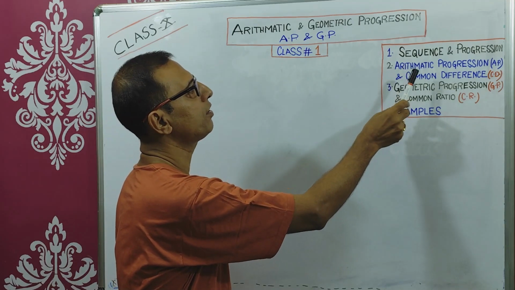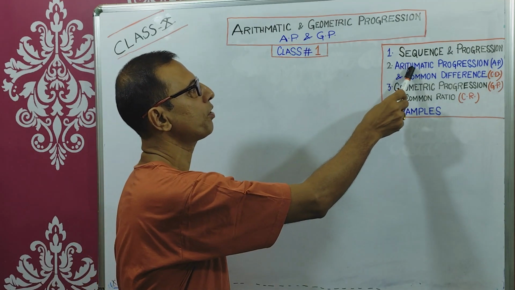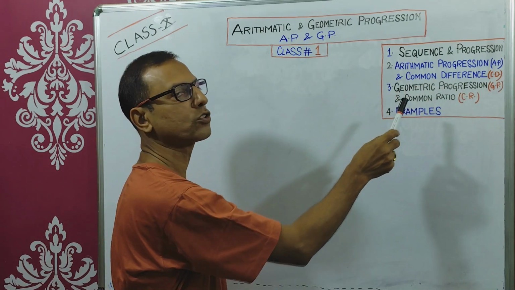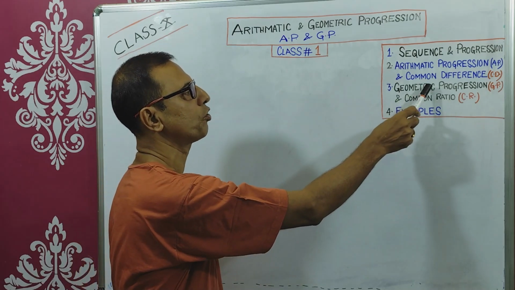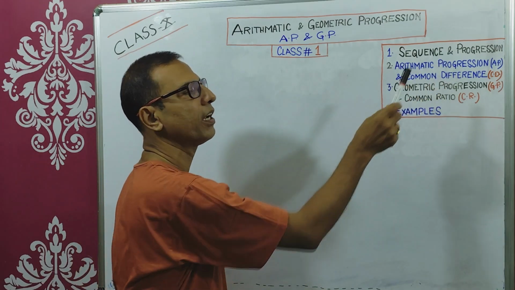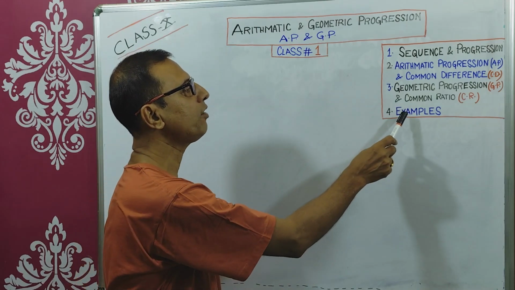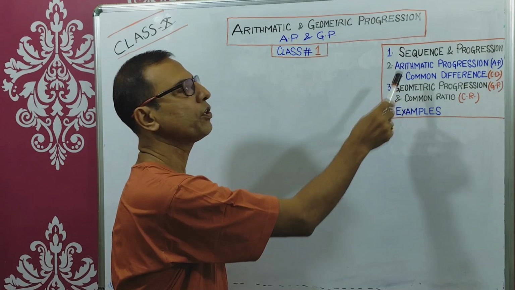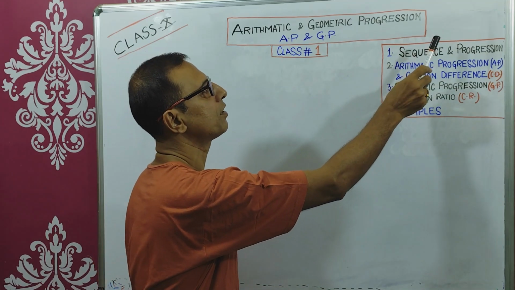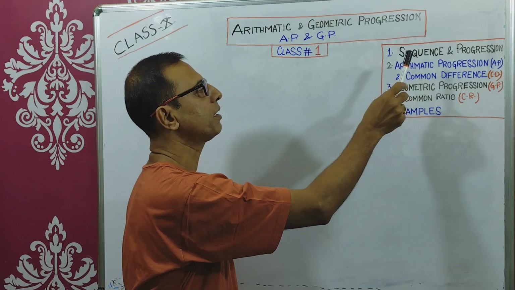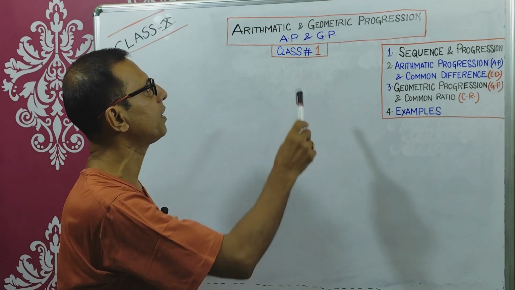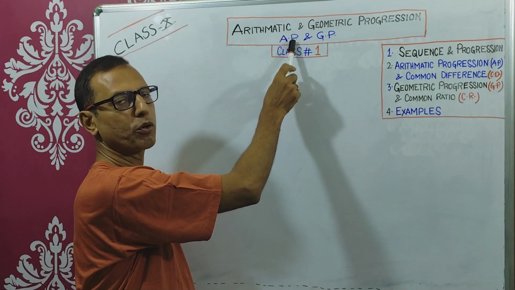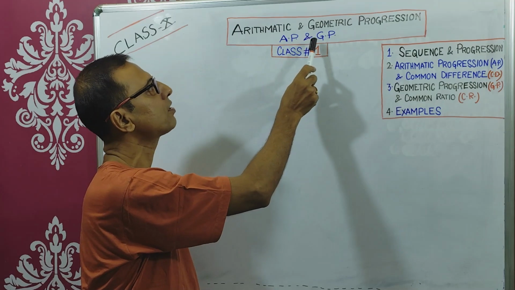Arithmetic progression and common difference. What is arithmetic progression and what is common difference? What is geometric progression and what is common ratio? So common ratio is related to geometric progression, common difference is related to arithmetic progression. And then we'll do a few examples where you will understand the difference between sequence, progression, and then arithmetic progression as well as geometric progression. Arithmetic progression, in the short form we say AP, A for arithmetic, P for progression, and geometric progression, the short form is GP.